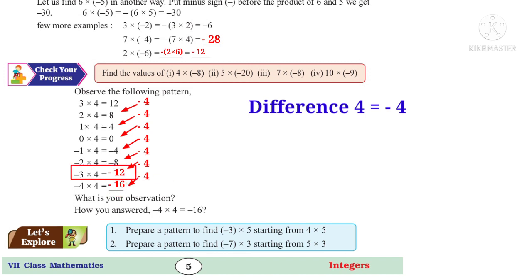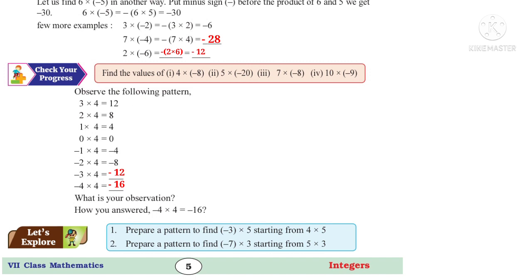So, -3 into 4 is -12, -4 into 4 is -16. Since the first numbers are decreasing and they are multiplied by a fixed number, the products are also decreasing. Observe here. Now let us prepare a pattern to find -3 into 5, starting from 4 into 5.